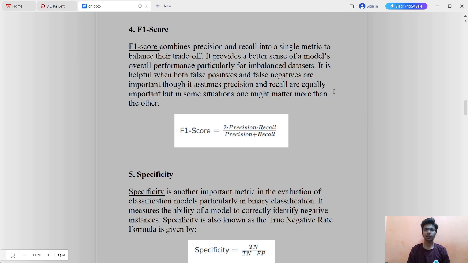F1 score. F1 score combines precision and recall into a single metric to balance their trade-off. It provides a better sense of a model's overall performance, particularly on imbalanced data sets. It is helpful when both false positives and false negatives are important, though it assumes precision and recall are equally important. In some situations, one might matter more than the other, with the given formula.